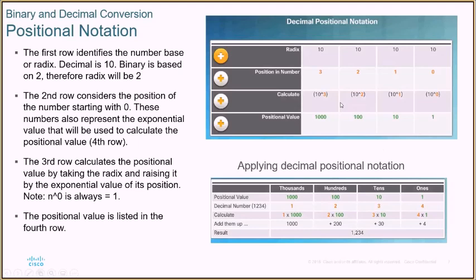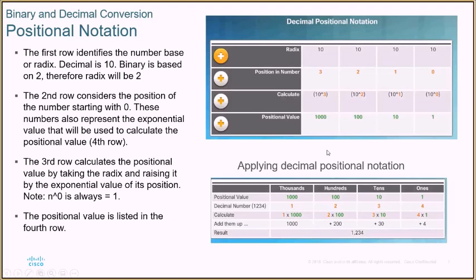Then we do 10 to the power of 0 for this column, and it's always going to have a value of 1. 10 to the power of 1 is always itself. 10 to the power of 2 is 10 squared, so 100. 10 to the power of 3 is 10 cubed, so it's 1,000. So those are the values of all the columns in a number. Here they've applied it, so we've got 1 1,000, 2 100s, 3 10s, and 4 1s, and of course we end up with 1,234.